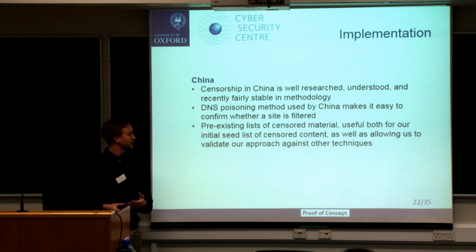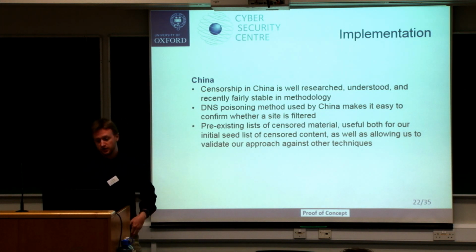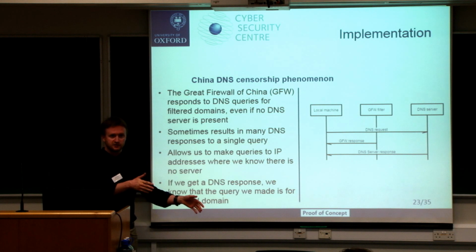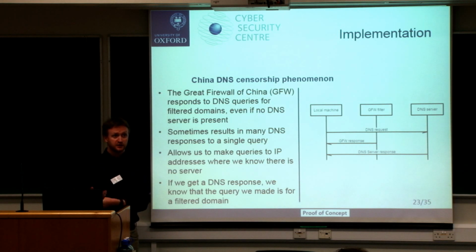And it's also got this really good property where it's really easy to check if something is censored in China. So DNS poisoning in China works by you make a request to an IP in China, or even if your IP kind of routes through China accidentally, you make a DNS request. Their infrastructure sees the DNS request. If it's for a filtered domain, it sends a response back with a poisoned IP.